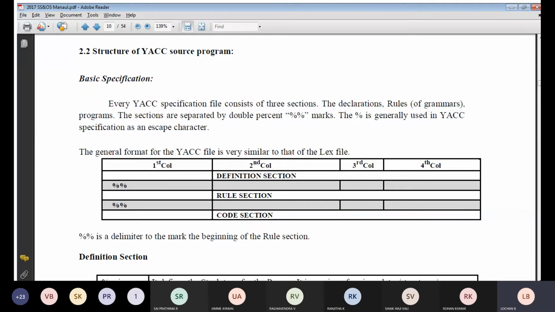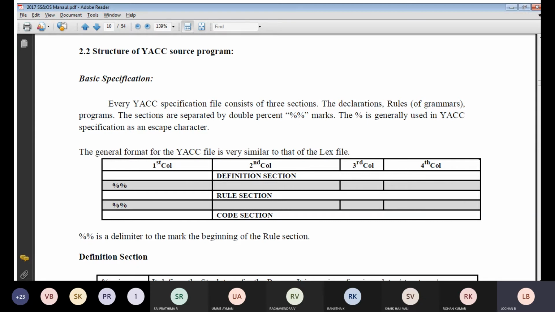The definition section we are going to represent with a percentage symbol and flower bracket. For closing, we will be using a percentage symbol and flower bracket. So inside the definition section, we will include the preprocessor, we are going to include the declaration part, all those things. That means the header files, all those things we will include.